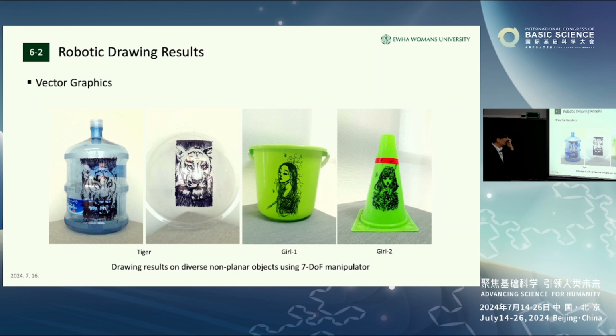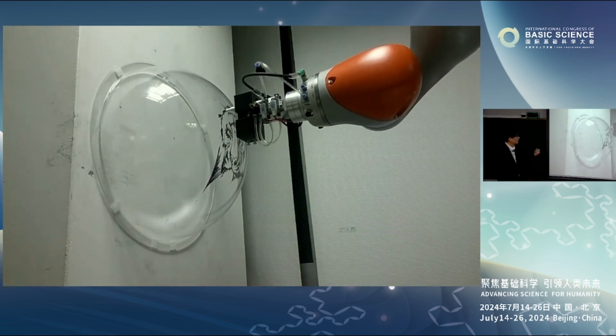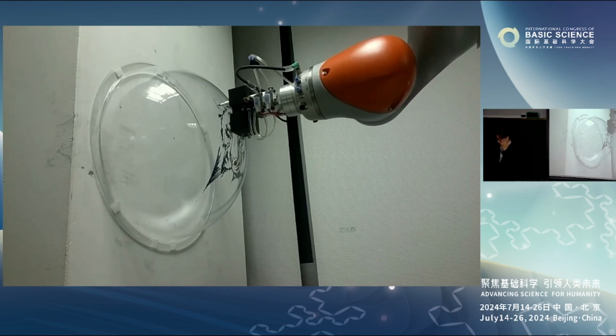And these are some results of drawing on arbitrary surfaces, such as a water tank, a half sphere, a water bucket, or a parking cone, things like that. And this is the execution of those results.